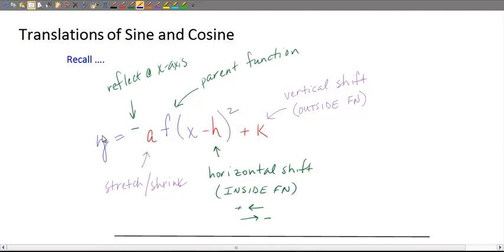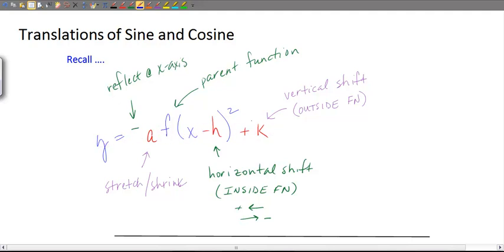So in this video, we're going to talk about the translations of sine and cosine, or the shifting of sine and cosine graphs, and specifically horizontal translations. Well, I want you to think back to perhaps college algebra or maybe Algebra 2, when you learned about the translation of a function.